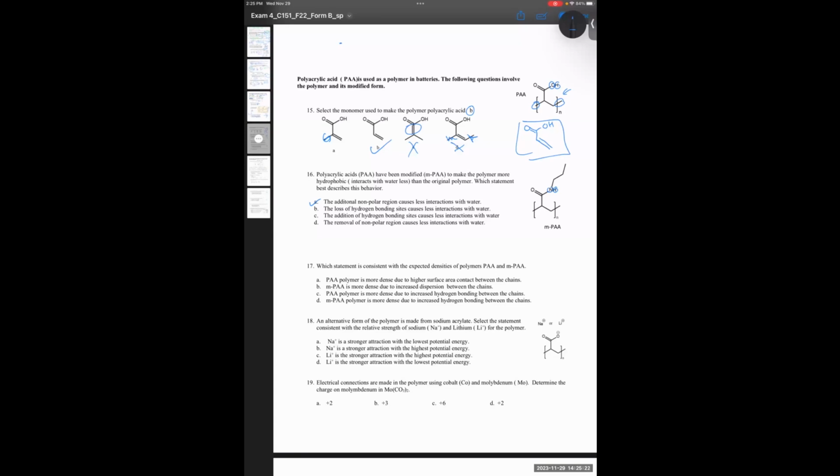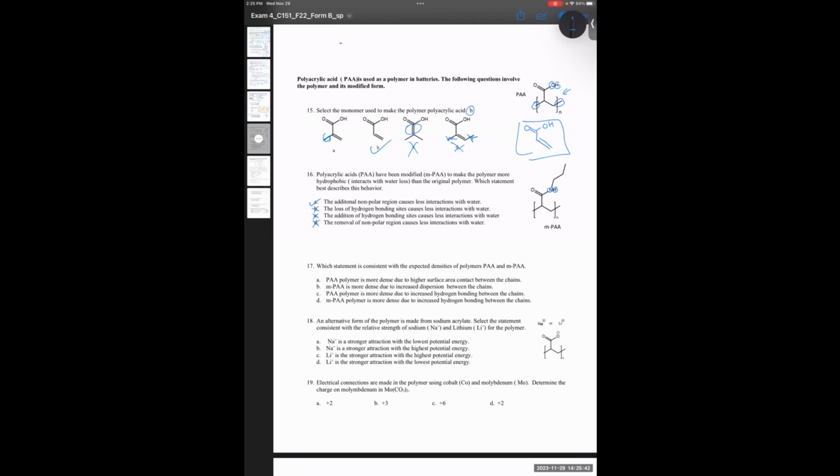The addition of hydrogen bonding sites causes less interactions. No, we didn't add hydrogen bonding sites. We actually added a non-polar region. The removal of a non-polar region causes less interactions. No, we added a non-polar region. So the correct answer must be option A.